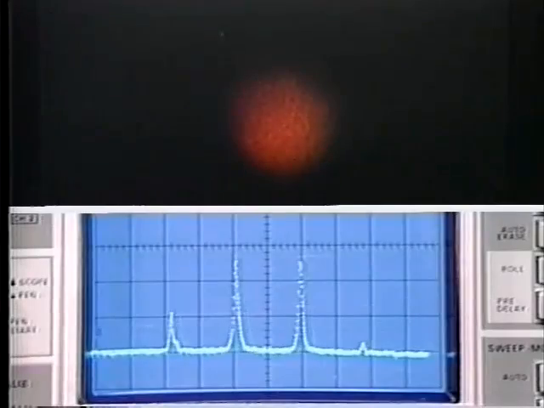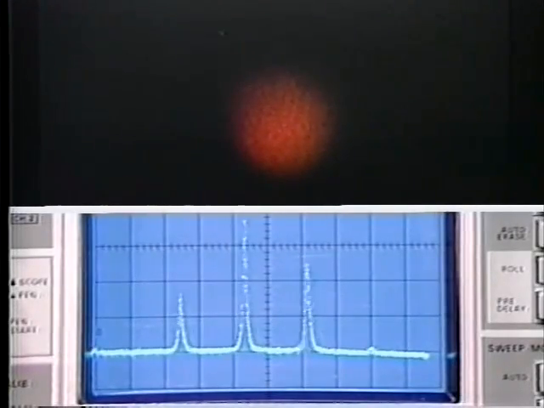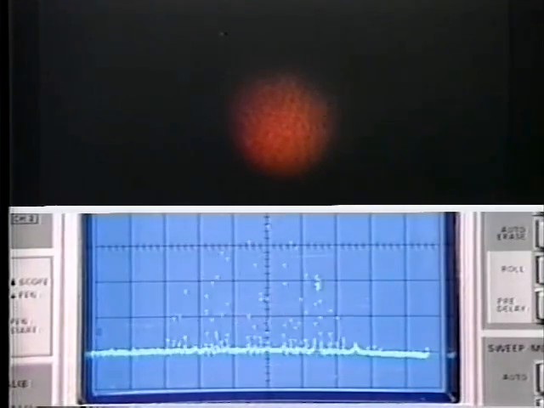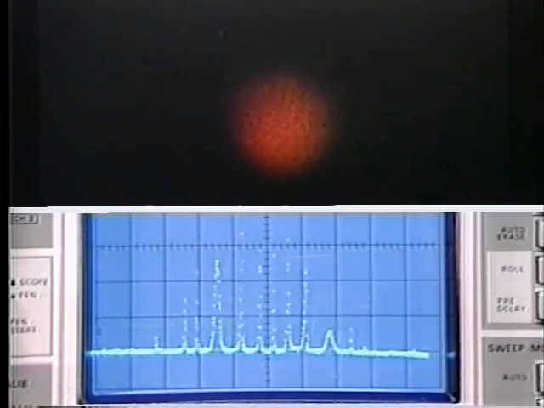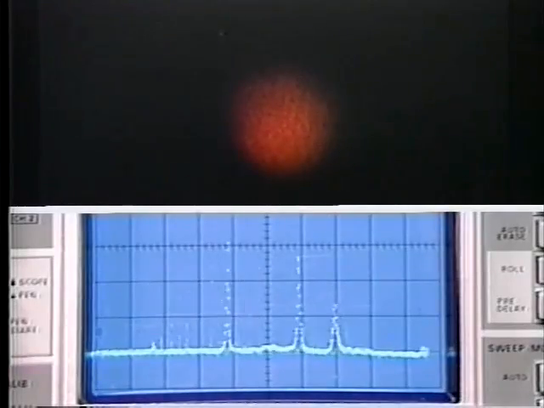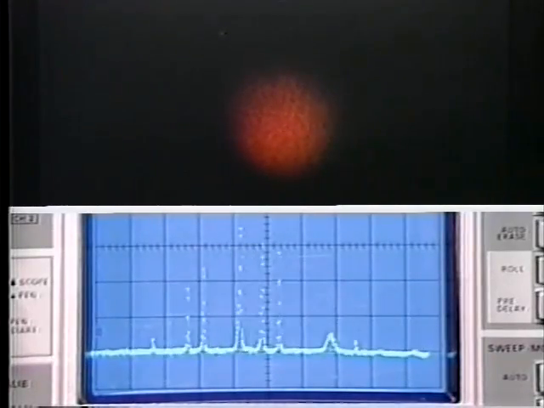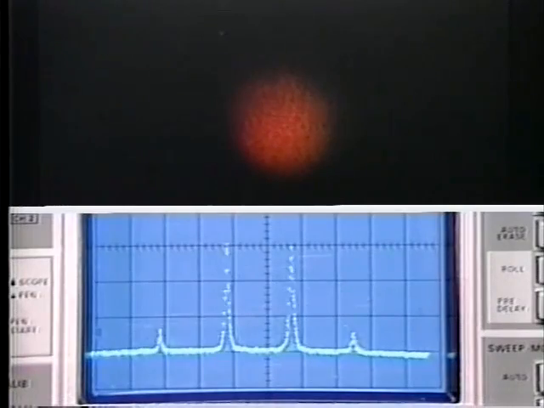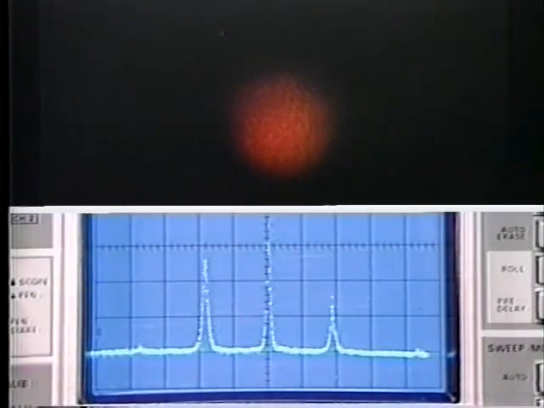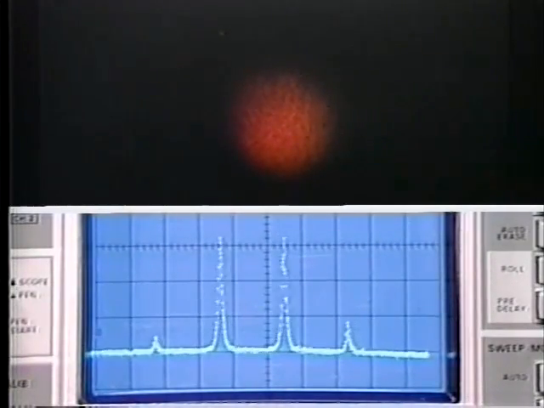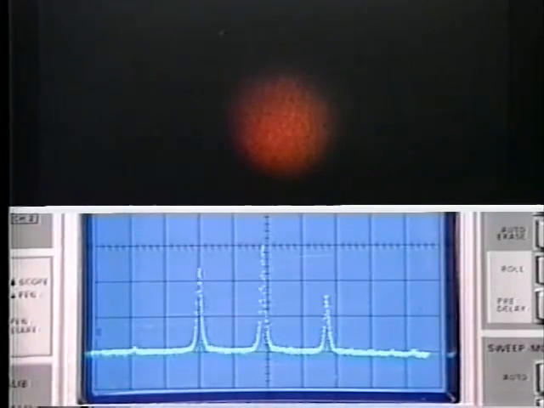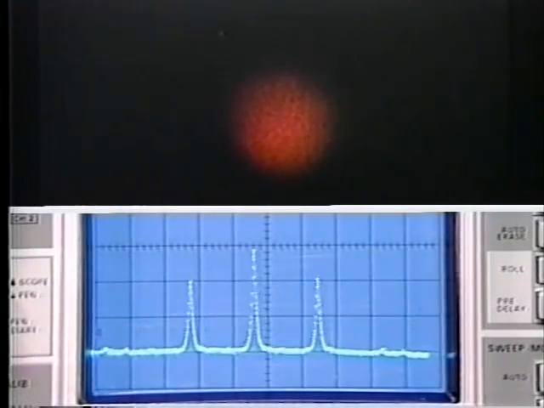And just for fun, what I'm going to do is tap on the mirror gently to shake the cavity, and you can see the contour of the bandwidth of the amplifier, which is about, as I said before, around 1.5 gigahertz. So when I'm not shaking the cavity too much, then we see the longitudinal modes stable and quite clearly.